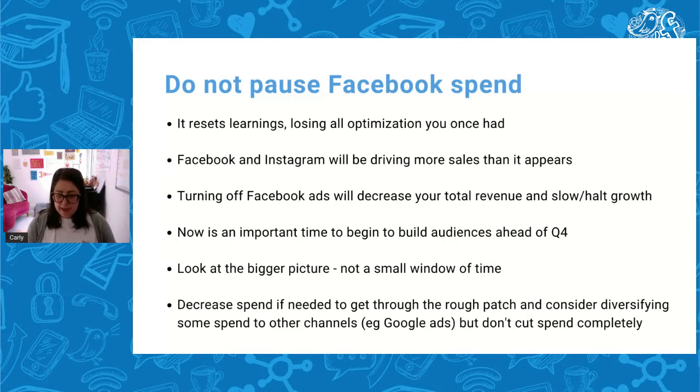Similarly, when you're looking at your ad results specifically, don't just look at a couple of days. It's really easy for a couple of days to look really bad. You want to be looking at bigger windows of time, so 7 to 14 day time points, before making any rash decisions. If you are finding things really tough at the moment on Facebook and Instagram, by all means, you might want to decrease spend to help get you through this rougher patch, and can potentially consider diversifying some spend to other channels, such as Google Ads, if that's something you haven't tried before.